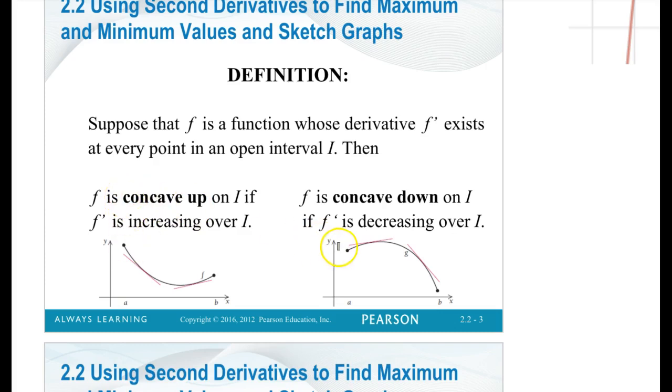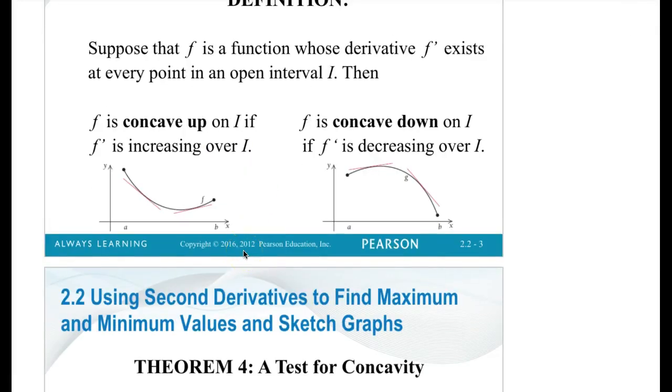F is concave up. If the derivative is decreasing, so even though it's positive, the slope of the line is decreasing. Here you can see it would be increasing over time, and so if that is happening, then we know that. So we'll be using those definitions to determine again if a function is concave up or concave down.